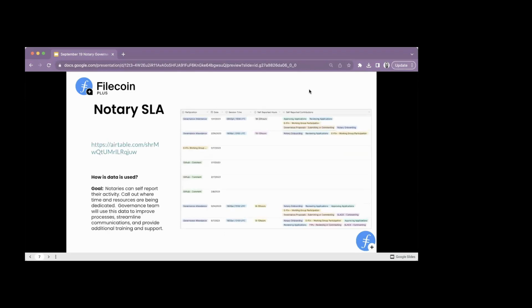So let's take a look at the Notary SLA. So I'm going to post a link here in chat, make it a little bit easier for all of you to get.